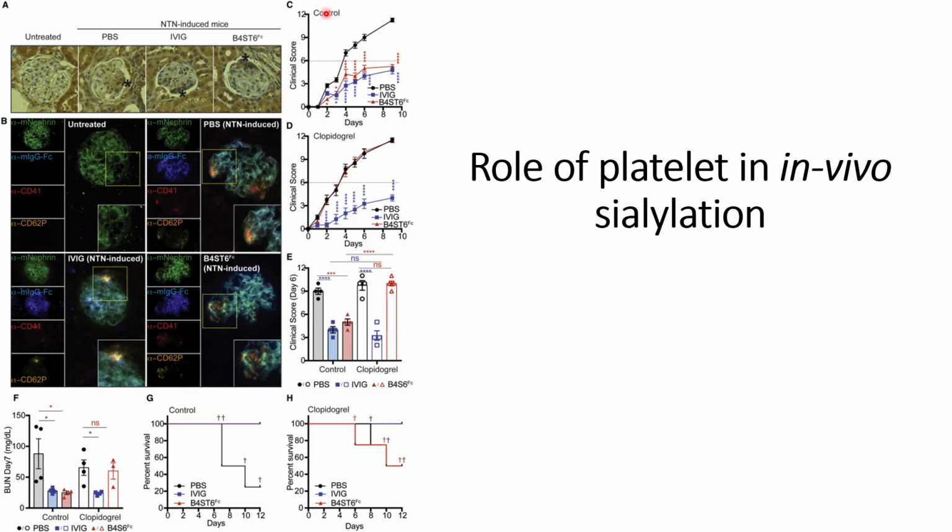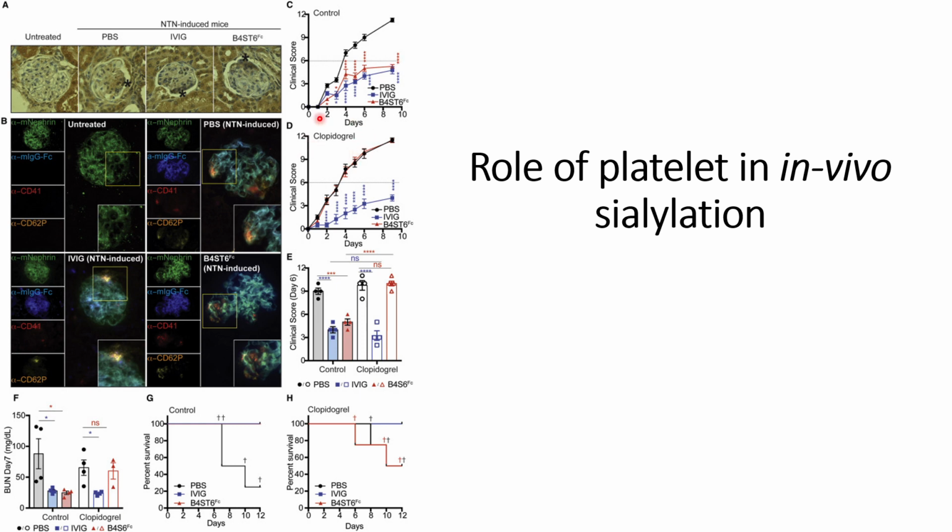In panel C, we can see the clinical score, which reflects the immune response. In the control case, where clopidogrel is not given, we can see that in the case of PBS the clinical scores are higher, indicating that the inflammation is higher, whereas in the case of IVIG and B4ST6FC the clinical scores are lower, indicating that there is anti-inflammation that leads to the reduction in inflammation in these NTN induced mice.